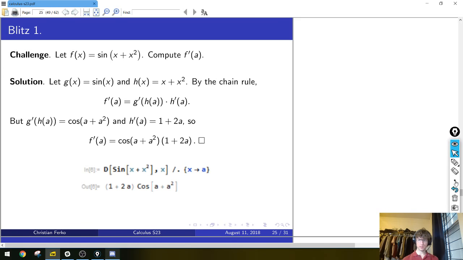So just for the first example, I will write out carefully what the inside and outside functions are. So the outside function is sine, because this is sine composed with x plus x squared.